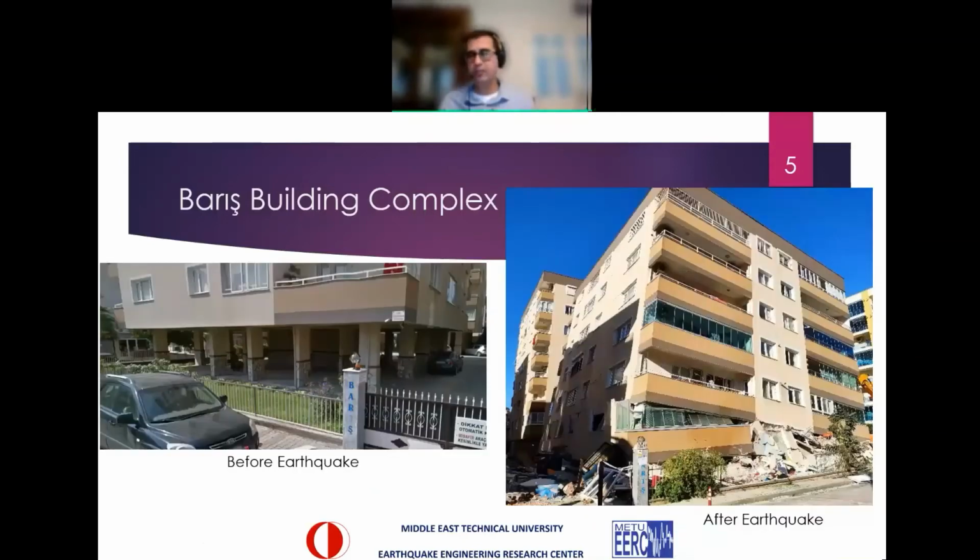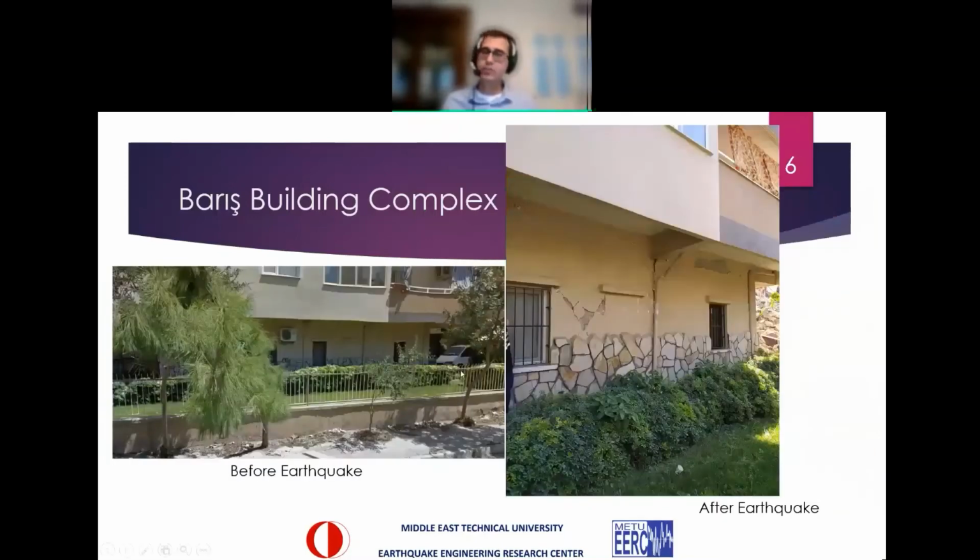Here are the pictures of the Barış building complex. This is before the earthquake. As you see, there's nothing. It is totally empty, no infill walls, and you see the results after the earthquake. I'm not saying that if you have something like this, you will surely have such a result. No, I'm not saying this, but this is the outcome: soft story and weak story.